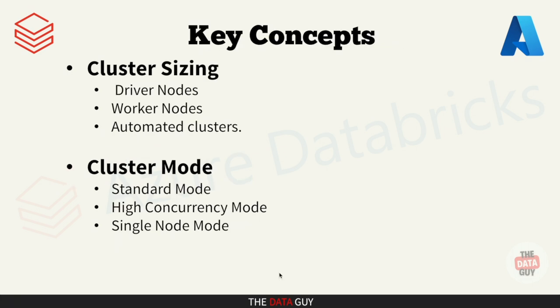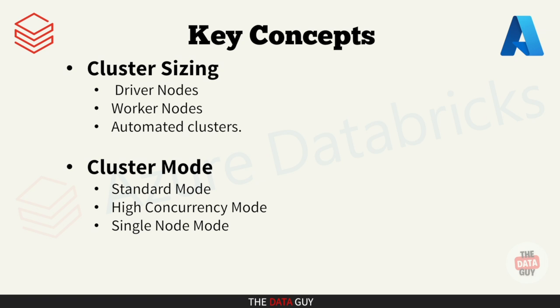Now let's have a look at key concepts in cluster optimization. First up is cluster sizing. In a Databricks cluster, there are two main types of nodes, driver nodes and worker nodes. The driver node is the brain of the cluster. It handles task coordination, like assigning and monitoring jobs. Meanwhile, the worker nodes are the muscle. They execute these tasks in parallel.